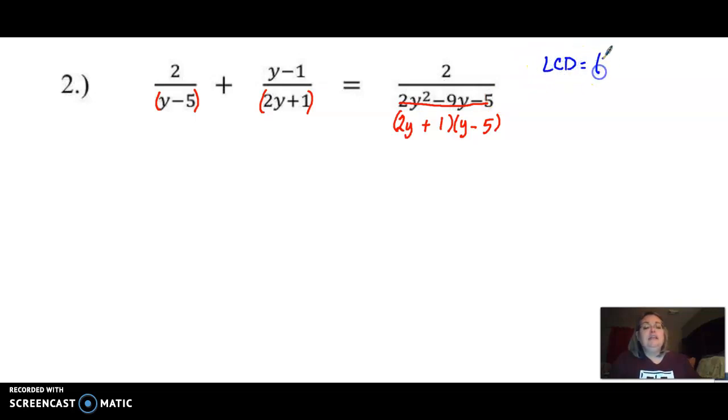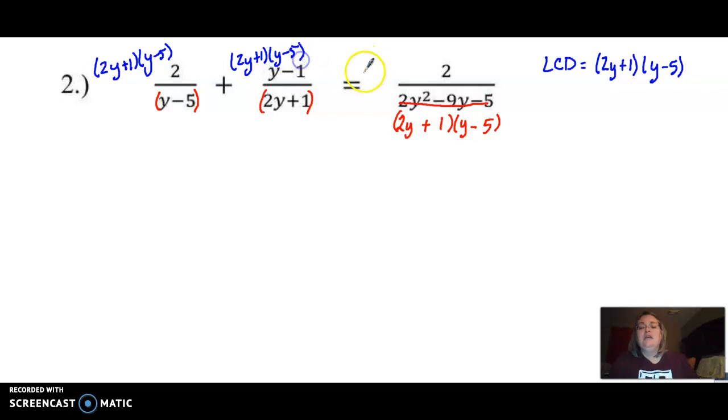I know I'm going to need a 2y plus 1. I only need 1 because there's 1 per fraction. And I'm going to need a y minus 5. So we multiply everything by 2y plus 1 and y minus 5. A 2y plus 1 and a y minus 5. A 2y plus 1 and a y minus 5.